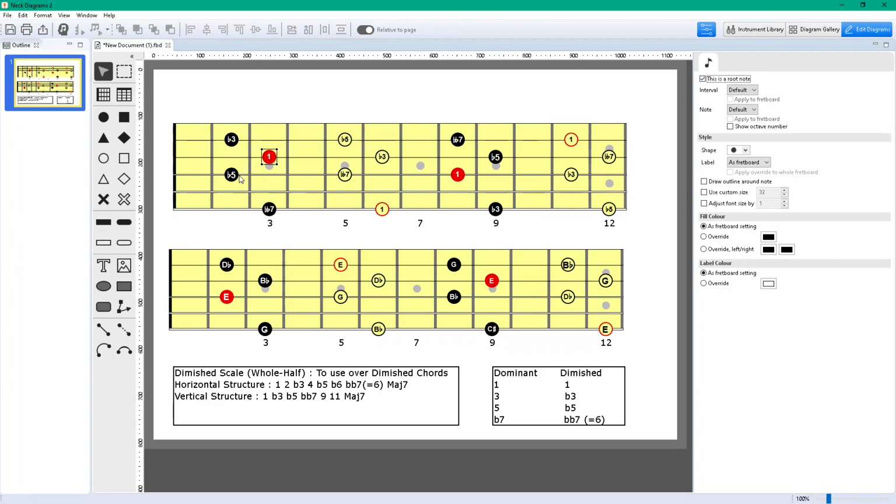Once again, flat 3, flat 5, double flat 7. So this is not only G diminished, this is also E diminished, and it's also B flat diminished. Let's keep going. Let's actually make D flat the root note. Again, the intervals are actually the same the moment I make D flat the root note.